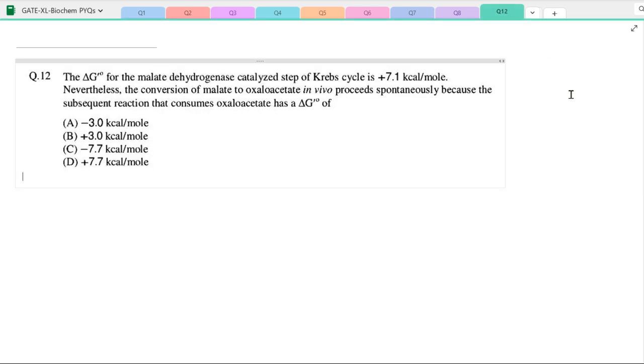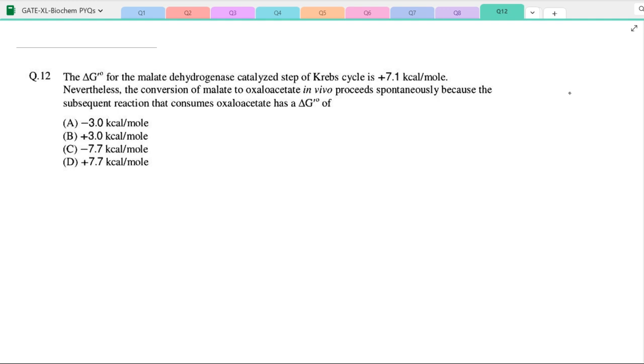The delta G naught for the malate dehydrogenase-catalyzed step of the Krebs cycle is plus 7 kcal per mole. Nevertheless, the conversion of malate to oxaloacetate in vivo proceeds spontaneously because the subsequent reaction that consumes oxaloacetate has a delta G naught of... So basically here it's going to be a coupled reaction. If the coupled reaction is the one that results in the final reaction, then the second reaction needs to have a delta G naught that is more negative compared to the given one.